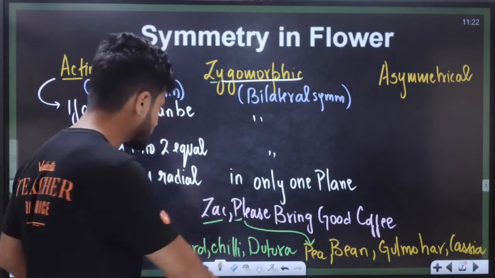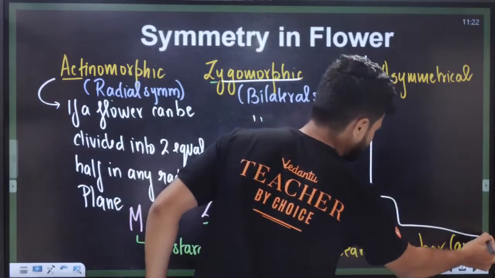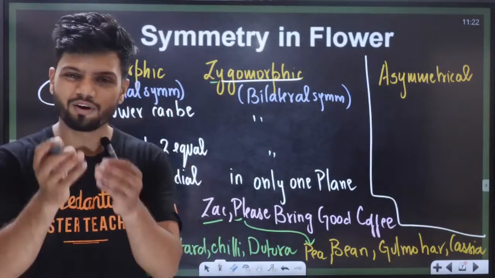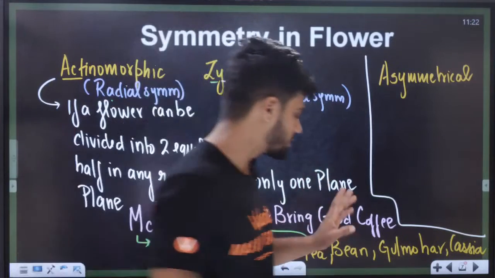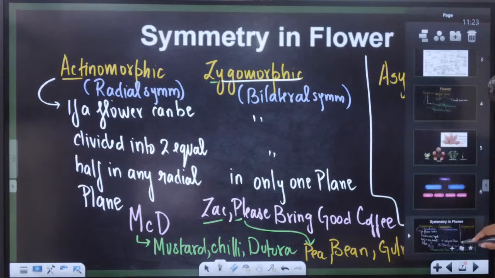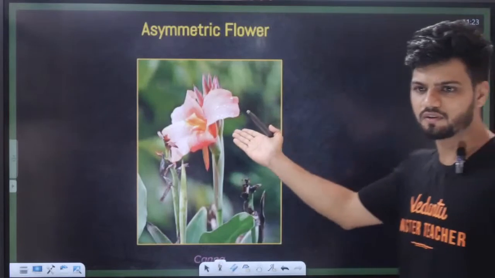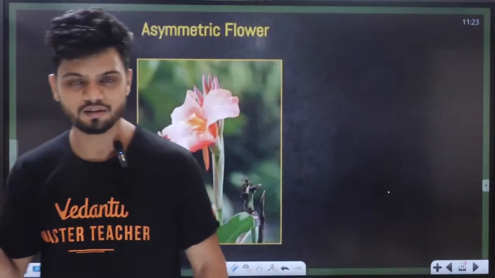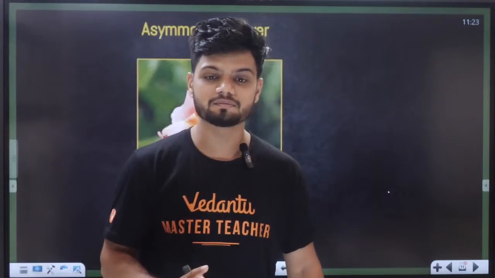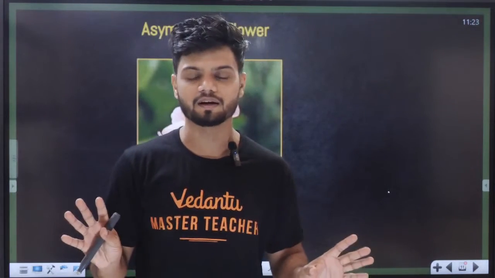Now students, the last one is called asymmetrical. That is your weird dosa. You cannot divide it in any plane. For example, I'll show you an example. See this, students. See this flower, and it has a weird shape, right? You cannot divide it in any plane. Even orchids are very different. Many orchids you cannot divide in any plane, asymmetrical. Some orchids you can divide as zygomorphic.